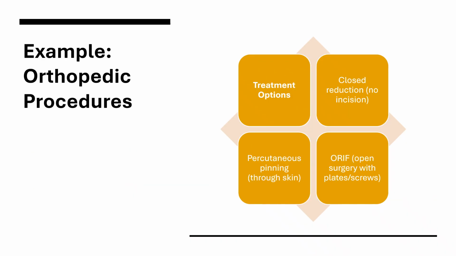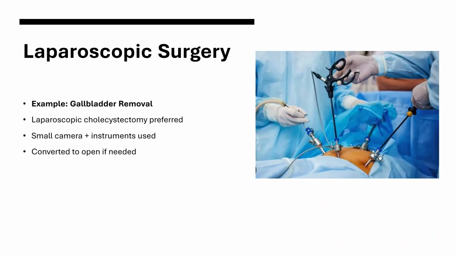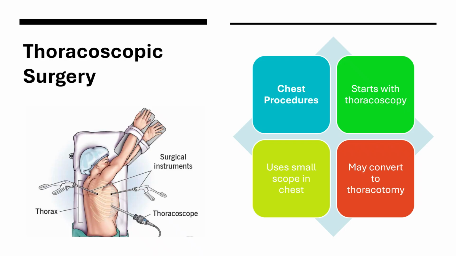Bone fractures may be treated in different ways. Doctors may first try closed reduction. If needed, they may use percutaneous pinning or open reduction internal fixation. Gallbladder removal is usually done using laparoscopic surgery, which uses small instruments and a camera. If this is not successful, it may be converted to an open procedure. Chest surgeries often begin with thoracoscopic techniques using a camera. If needed, surgeons may convert it to an open thoracotomy.